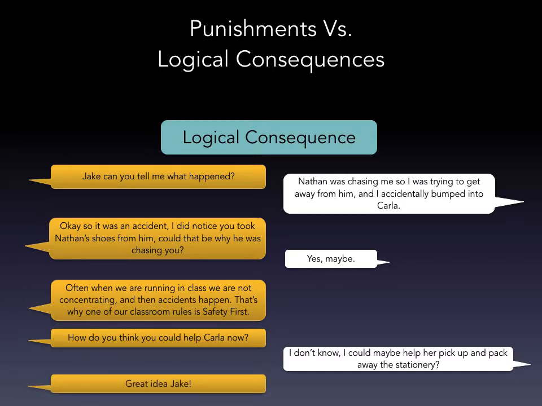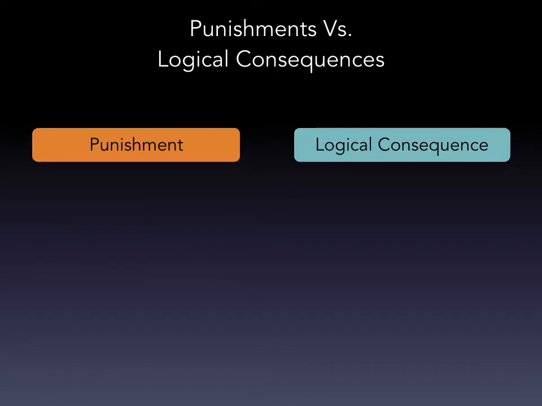"Great idea, Jake." Now, we can easily see that it is much easier to implement the obedience model as it is quick and allows the teacher to continue what she was doing. The responsibility model requires more effort and time from the teacher. But let's look at how the two different approaches affect the learner. In our scenario with Jake, how would he have responded to the two different styles?